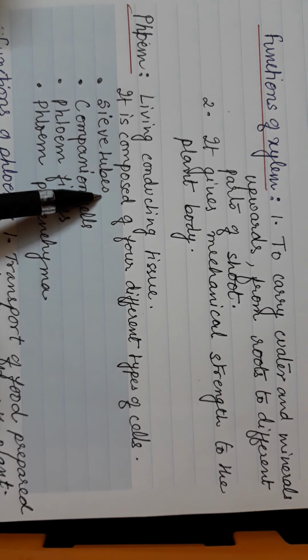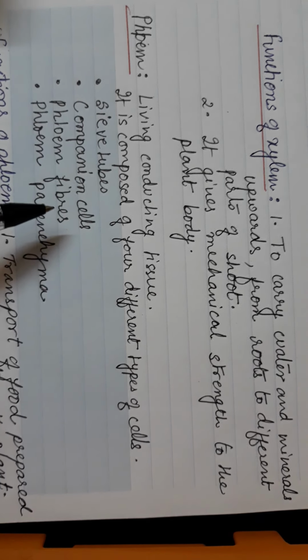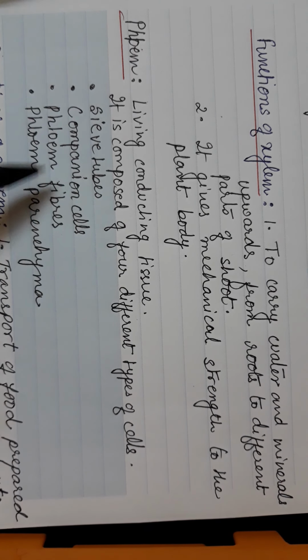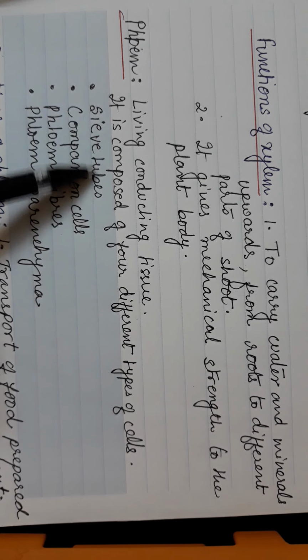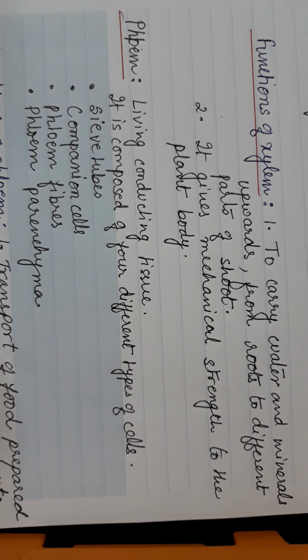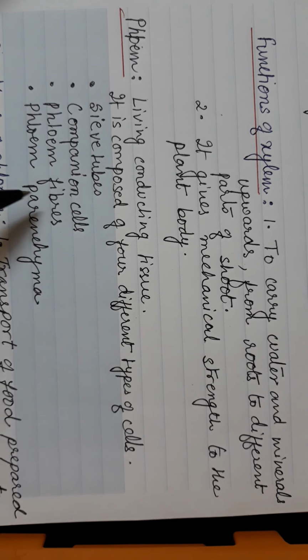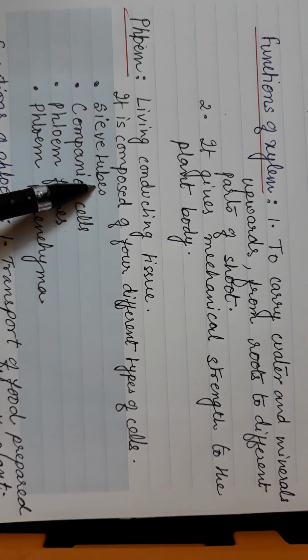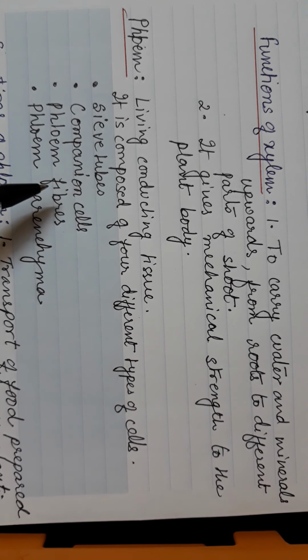Sieve tubes are elongated, thin walled cells, and they are placed end to end when we see the structures. And then they are perforated by numerous pores, because of the word sieve, so they will have numerous pores through which they can simply pass on the matter. Okay. And one more thing, the nucleus of each sieve cell will degenerate as soon as these cells mature, so that it may provide more space to the cell.